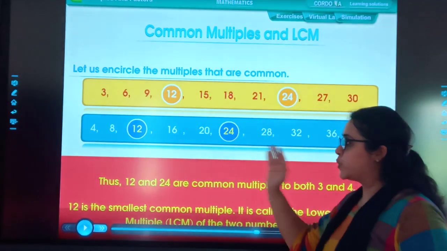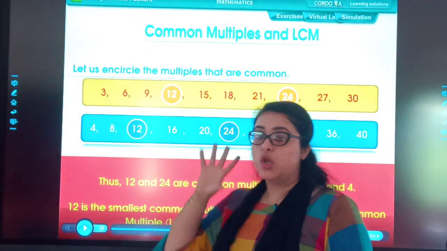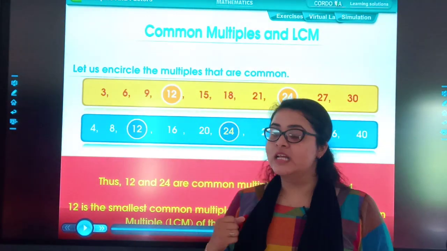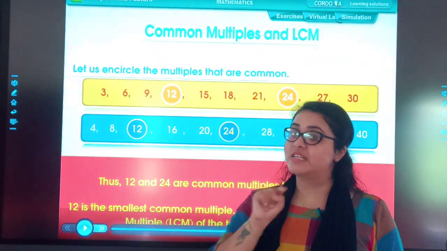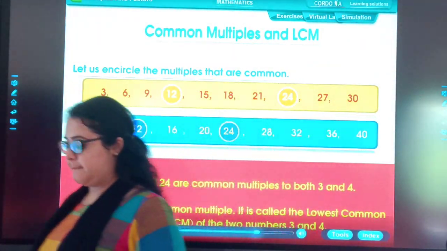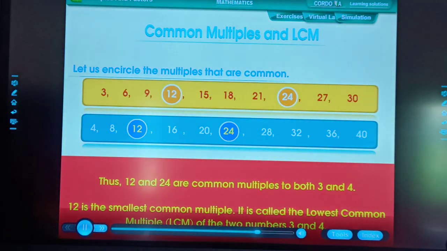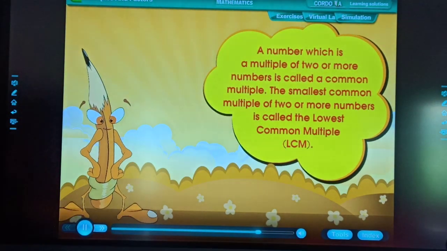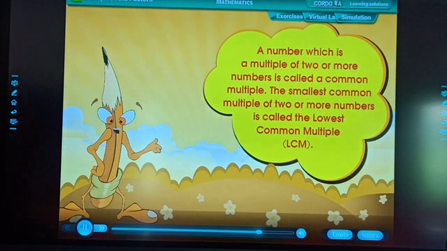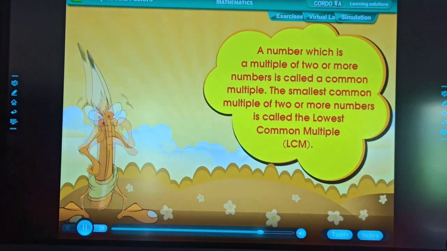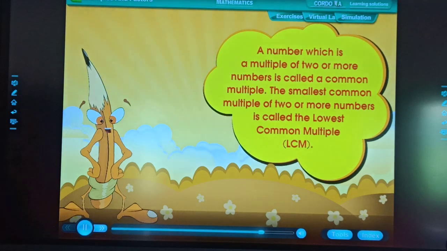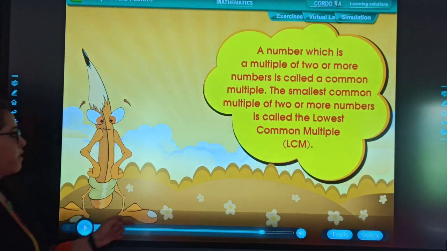Now, of 12 and 24, which one is the lowest? 12. So in this sum, my 12 will be the lowest. That means LCM. Numbers 3 and 4. A number which is a multiple of two or more numbers is called a common multiple. The smallest common multiple of two or more numbers is called the lowest common multiple.